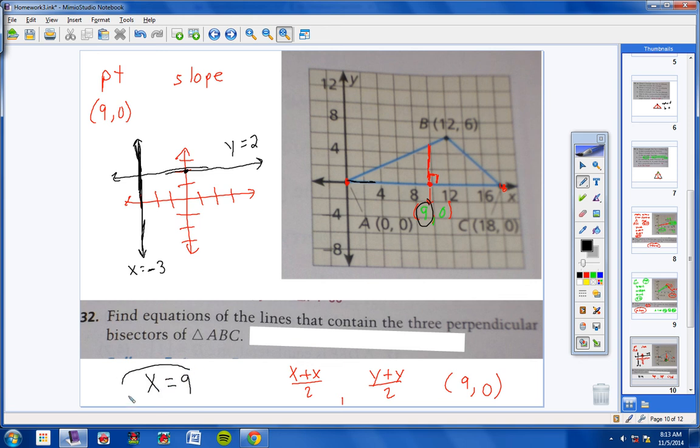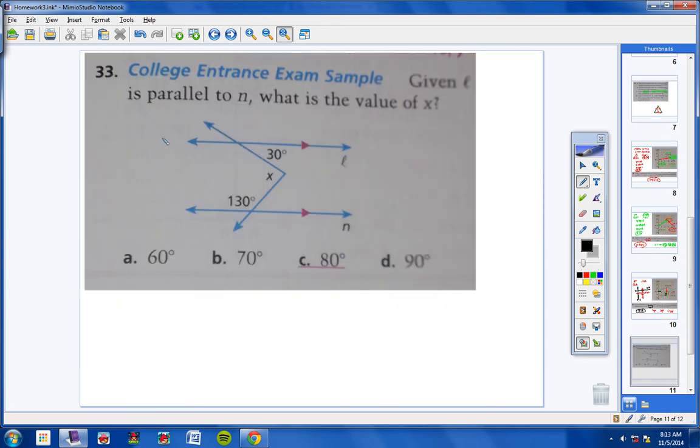Please don't forget that stuff, guys, from Algebra 2, okay? Remember, a perfectly horizontal line, the equation will always be y equals a number. A perfectly vertical line will always be x equals a number, depending on where the line crosses the x-axis, or the y-axis, okay? Okay, moving on to number 33. Two left and we're finally done.